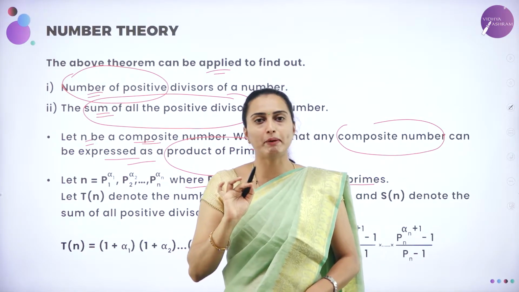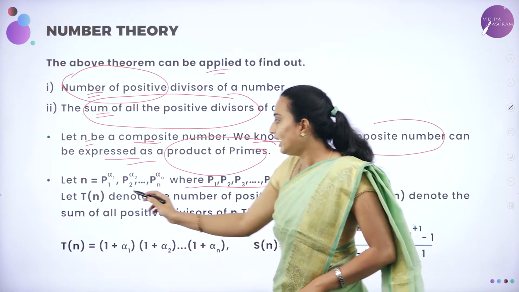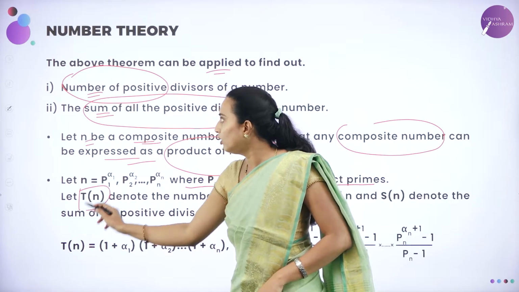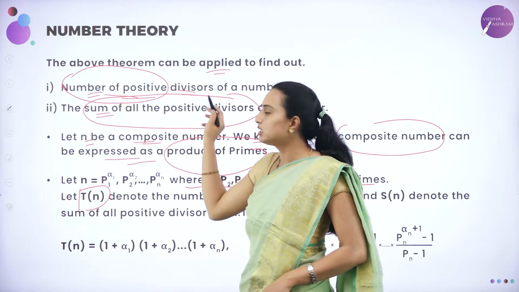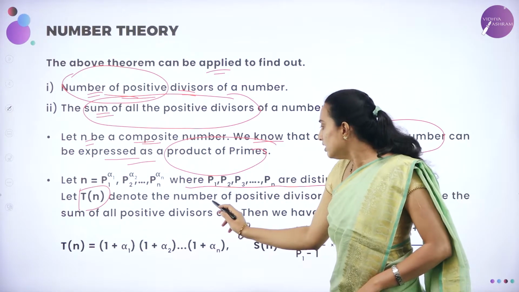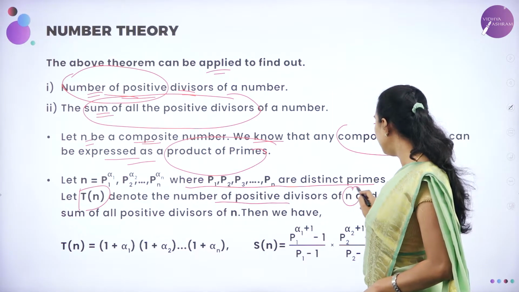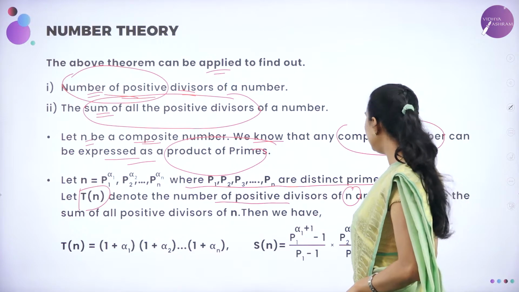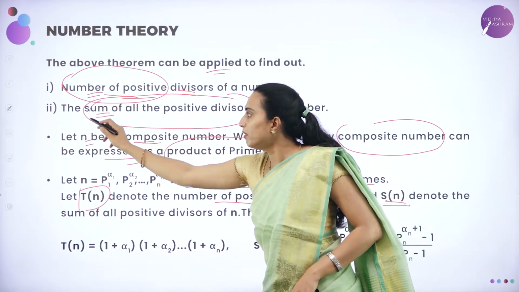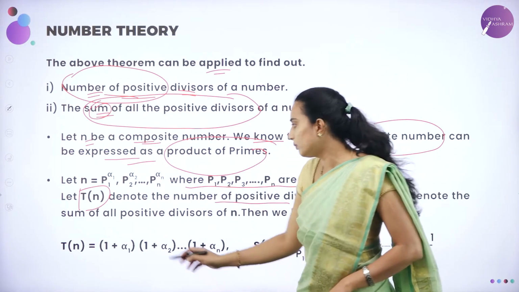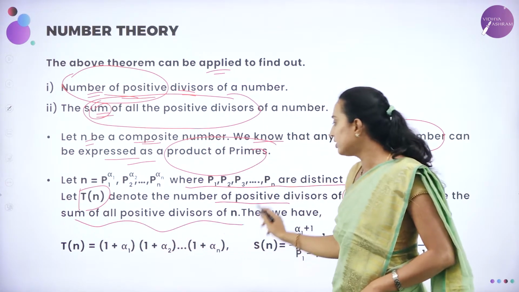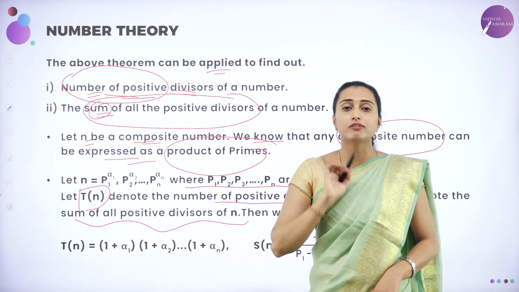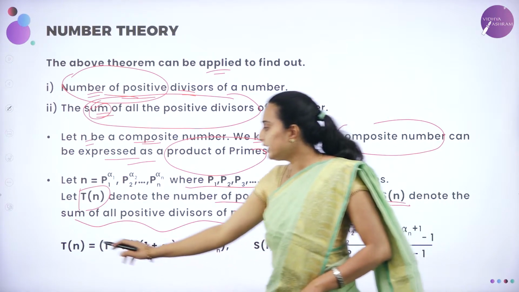It will be divisible by number and itself. So let T of n denote the number of positive divisors of n, and S of n denote the sum of all positive divisors of n. Then what is the formula? We are having T of n.